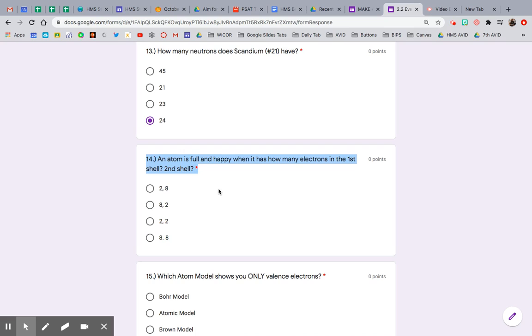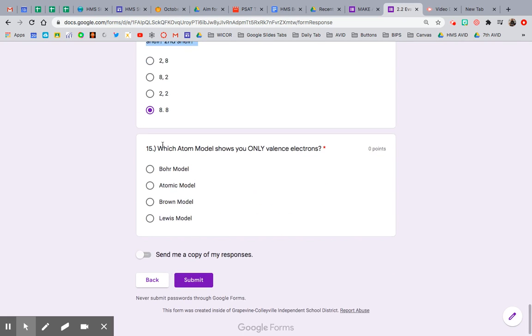14, an atom is full and happy when it has how many electrons in the first shell and second shell? 2 in the first, 8 in the second, 8 in the first, 2 in the second, 2 in the first, 2 in the second, or 8 in each? And which atom only shows you valence electrons? Which atomic model? The Bohr model, the atomic model, the Brown model, or the Lewis model?